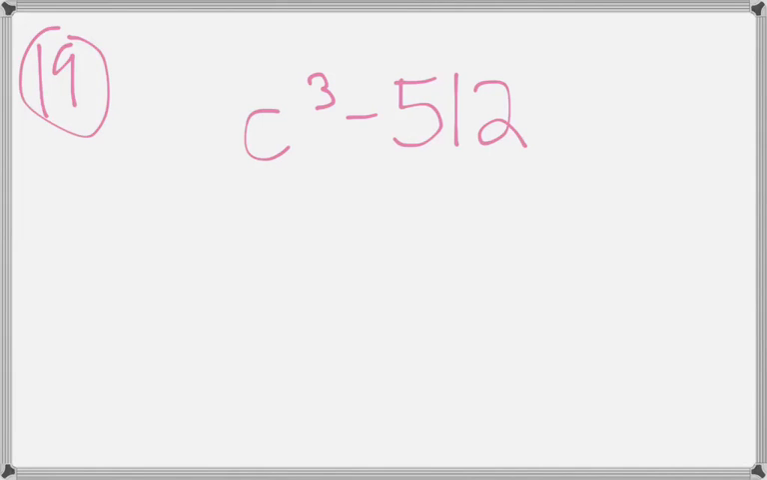There's a formula for factoring a difference of cubes. It's in your packet from a couple of units ago. I'm going to write it down here. A cubed minus b cubed is equal to, does anybody remember?